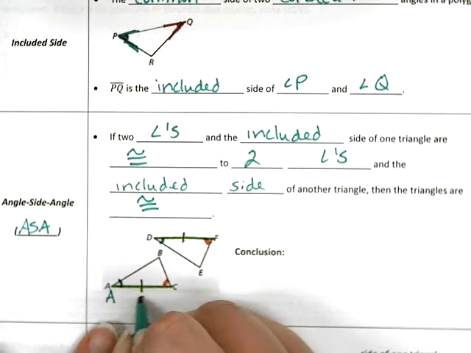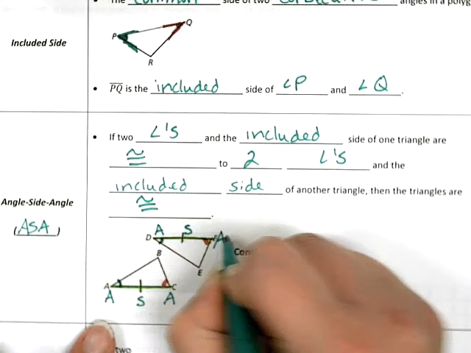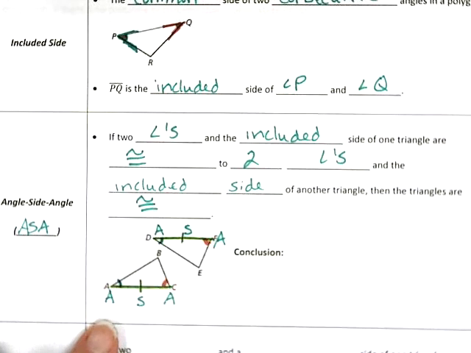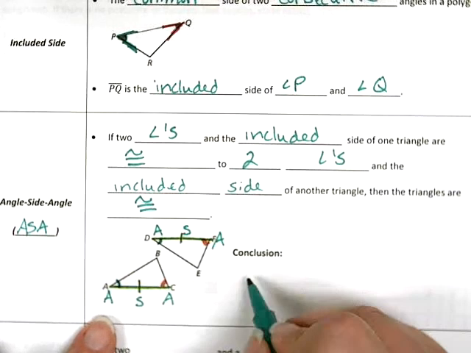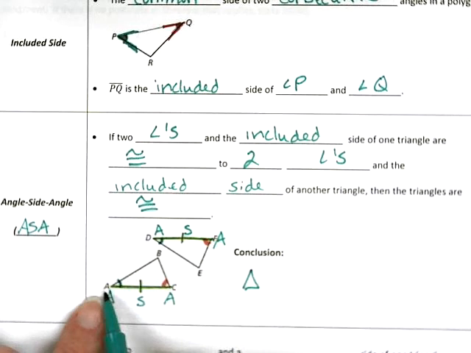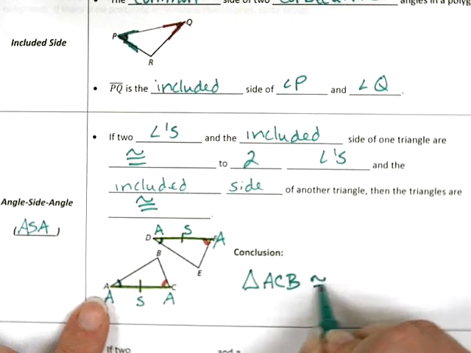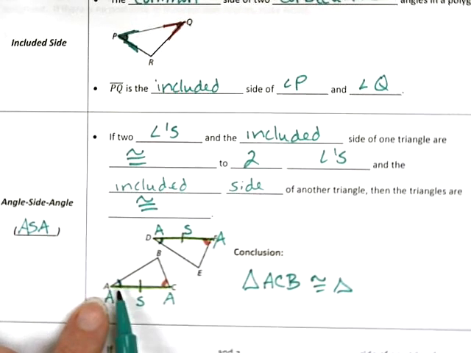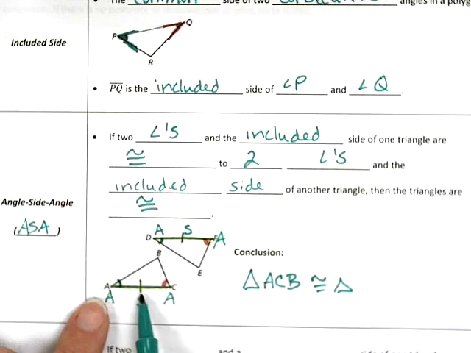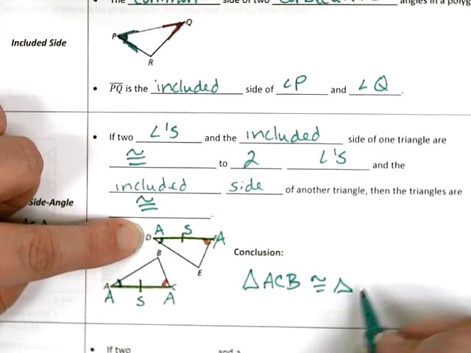They're all right in a row again. A, S, A. Okay, 1, 2, 3, all right in a row. I don't have to pick up my pencil to go from one to the other. Okay, so our conclusion is going to be that triangle, let's go ACB is congruent to triangle. So if I went 1 across the included side and then to the 2, I'd have to go DFE for my second triangle.